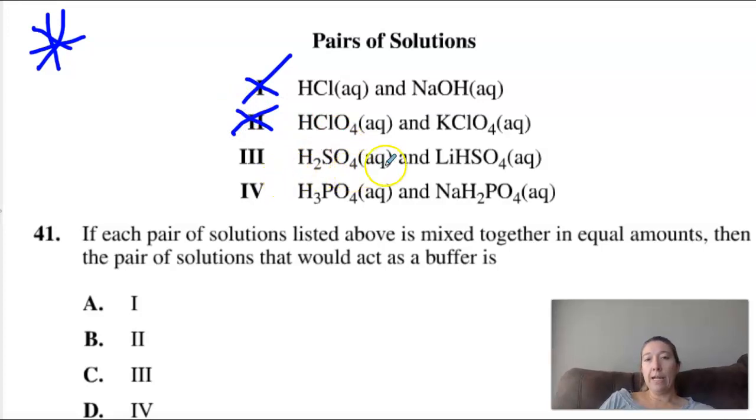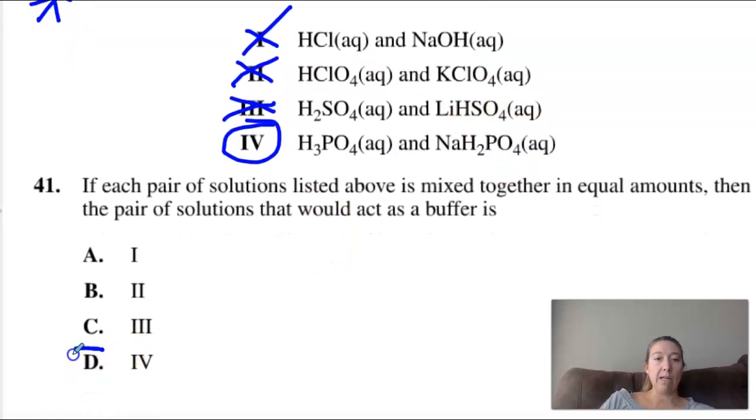Okay, then we have sulfuric acid and lithium hydrogen sulfate. We have the exact same problem here as we did in number 2. Sulfuric acid is strong, so it is out of the mix. Okay, for solution 4, we have phosphoric acid, so that's a weak acid with sodium dihydrogen phosphate. So this has the ability to be a buffer. We have conjugate pairs, right? Because here's H3PO4, here's H2PO4, and they are weak. So the one that could act as a buffer is going to be D.